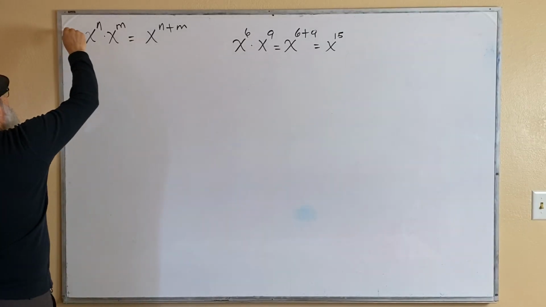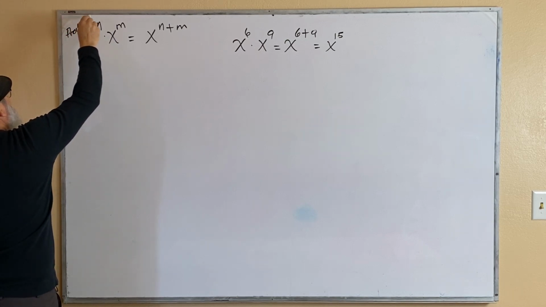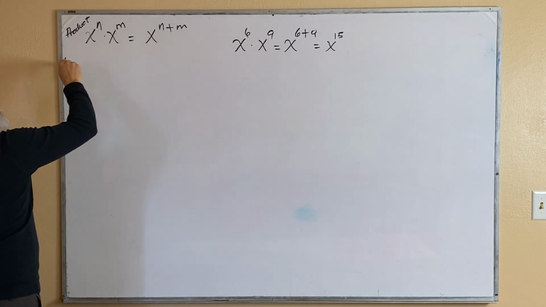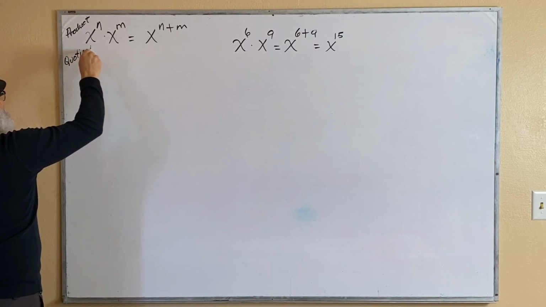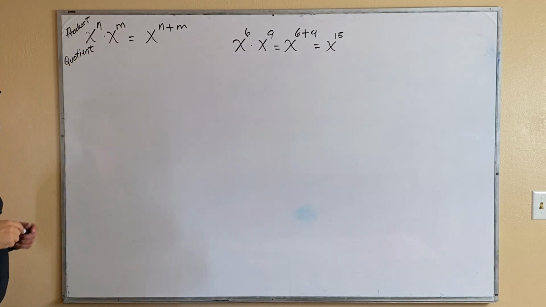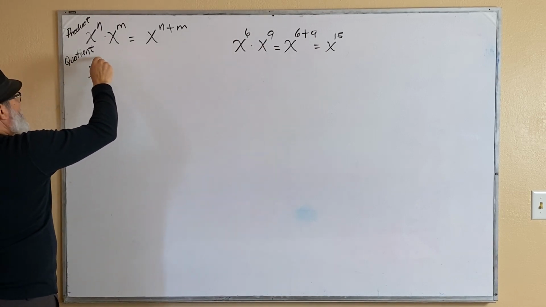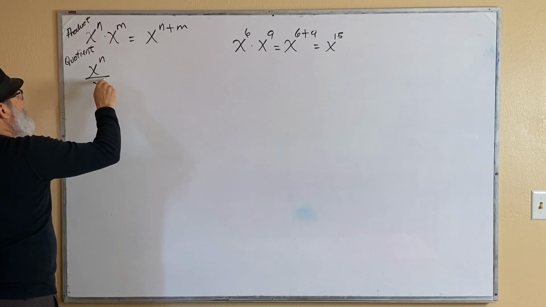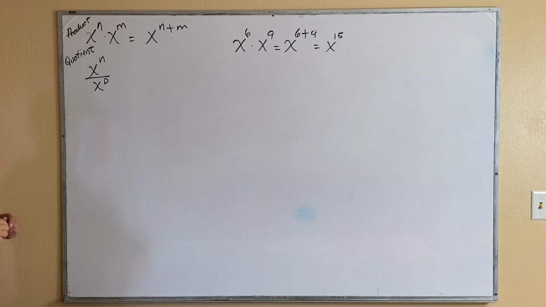I'm going to put product right here. The product rule. And here's the quotient rule. The quotient rule says the following: x to the nth divided by x to the d. That's a d. X to the nth divided by x to the d.